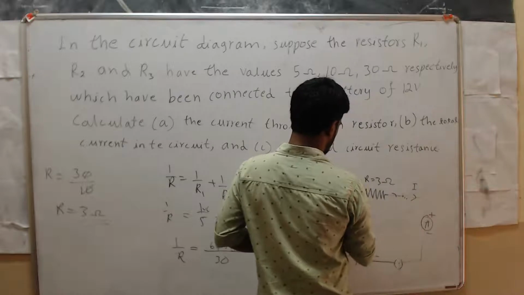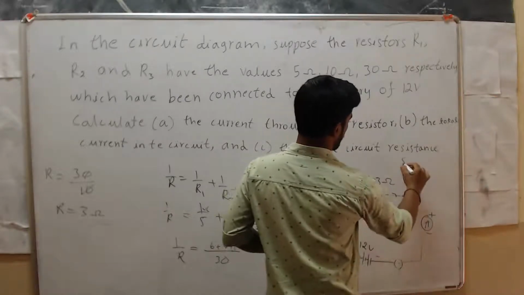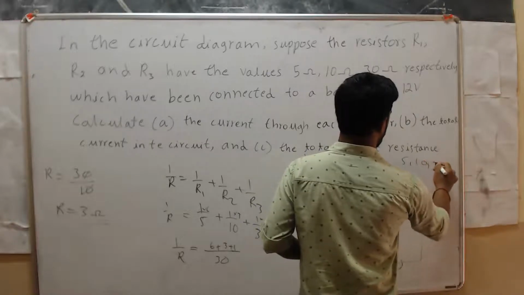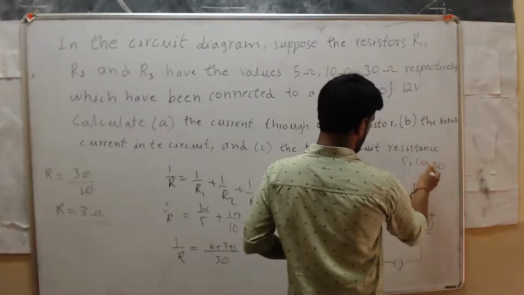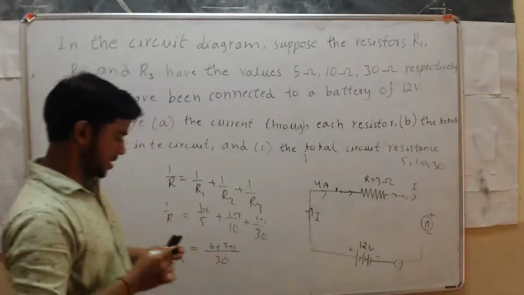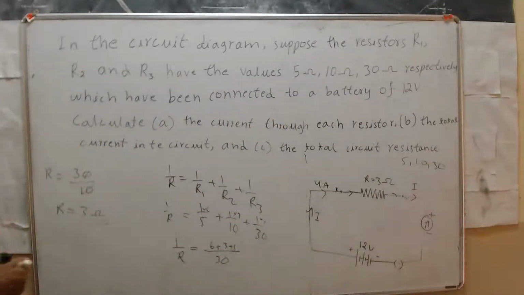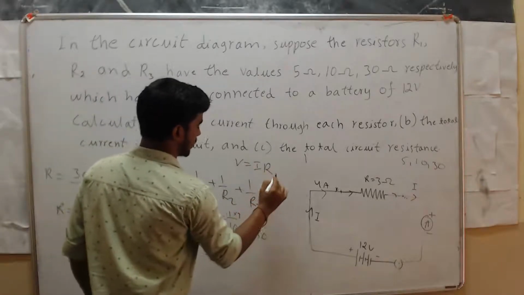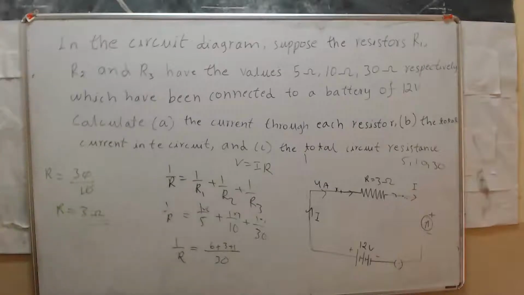Instead of using the 3 resistors, 5, 10 and 30, in parallel, you can use one resistor like this. Okay. Next, see here, now we can calculate R using the formula V equals I into R. At that time also you will get the same answer.